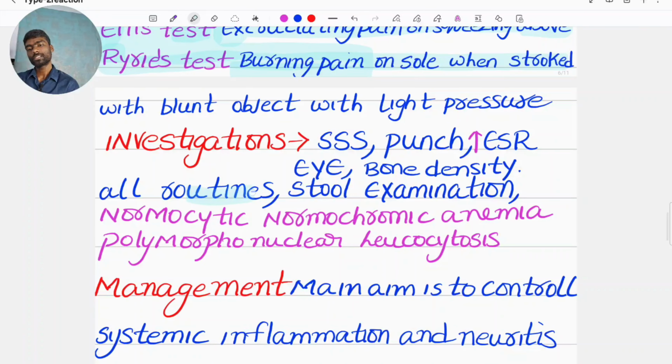Coming to investigations: all routines, slit skin smear, where we will appreciate mainly fragmented or granular bacilli, punch biopsy, increase in ESR or CRP, eye examination, stool examination, bone density monitoring should also be done. There will be normocytic normochromic anemia, polymorphonuclear leukocytosis because of inflammation.